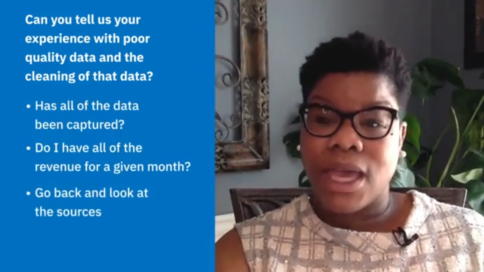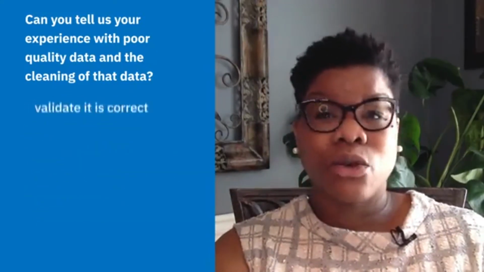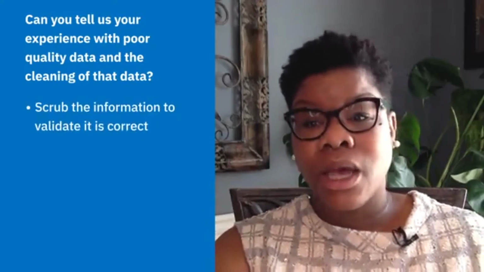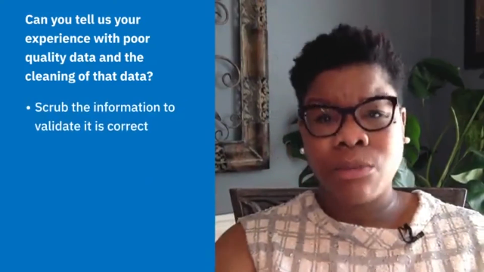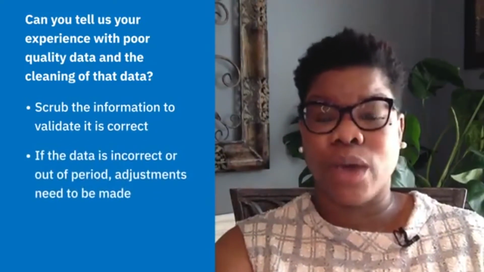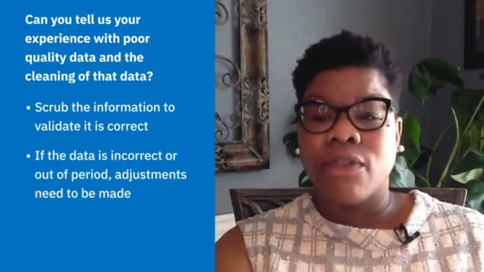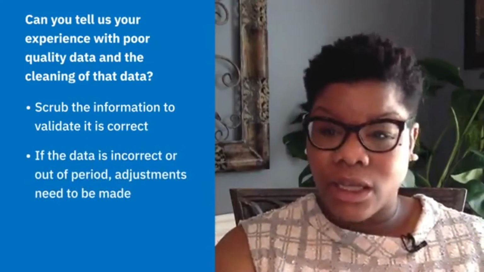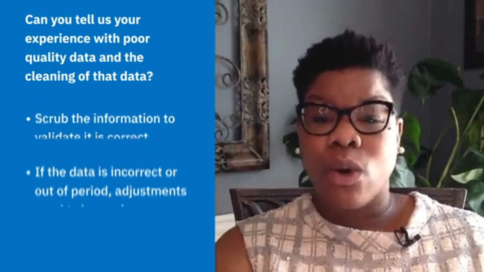Then you have to go back and look at the sources, scrub that information to validate that what you're seeing is correct. And from an accounting perspective, if that data is incorrect or out of period, then adjustments need to be made to the general ledger, which houses the data to properly reflect what's happening.